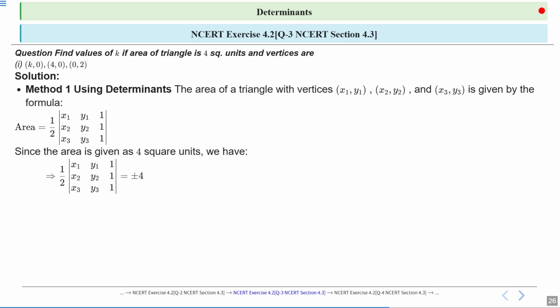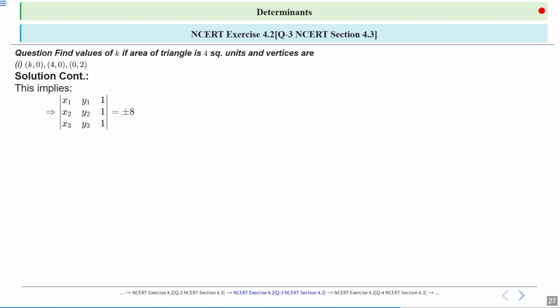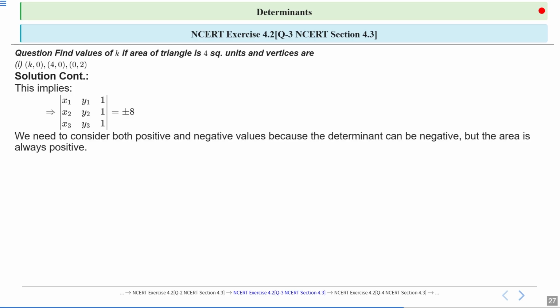And we know if the area of the triangle is given and we have to use it for calculation, we take both signs plus and minus. So it becomes 1 by 2 times the determinant x1 y1 1, x2 y2 1, x3 y3 1 equal to plus minus 4. Now we use this for calculating the value of K. This implies the determinant of x1 y1 1, x2 y2 1, x3 y3 1 is equal to plus minus 8. So we need to consider both positive and negative values because the determinant can be negative, but the area is always positive. Okay.